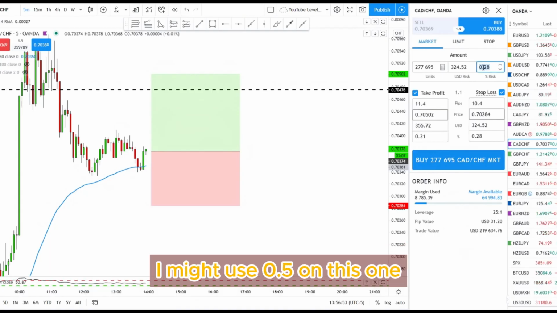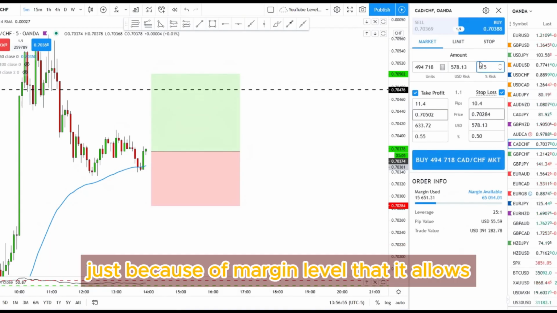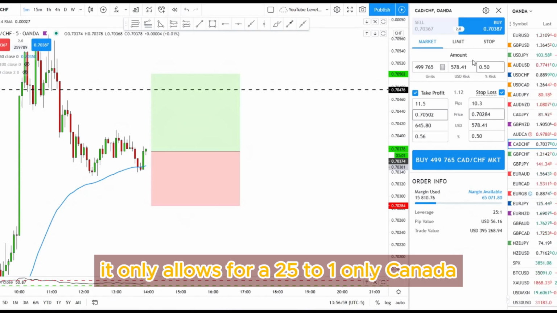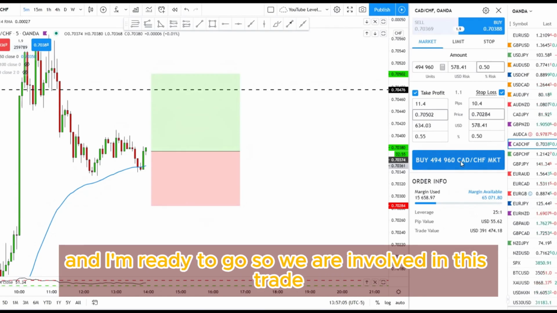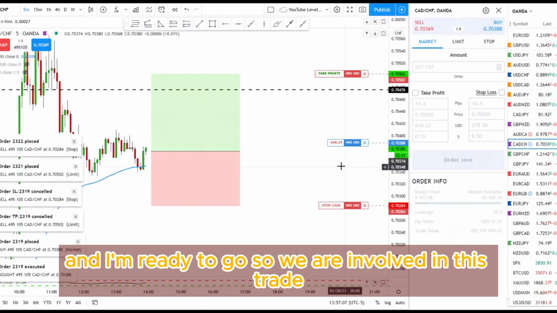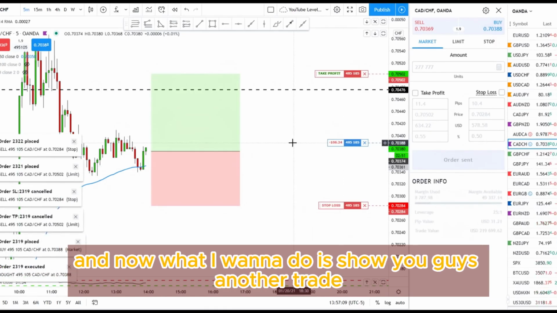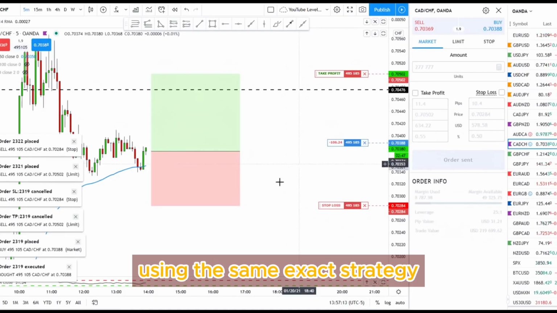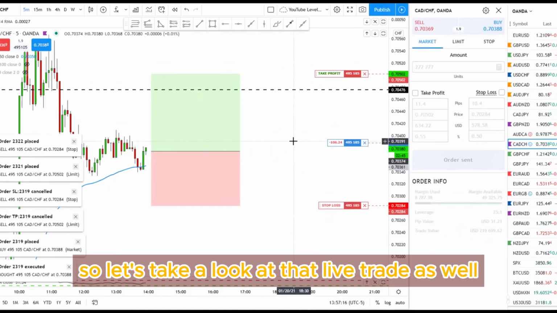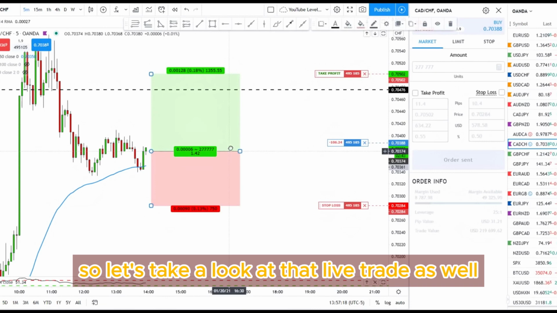Let's go ahead and risk, I might use 0.5 on this one just because of the margin level that it allows. It only allows for a 25-to-1 on the Canada Swiss for Oanda, so I'm going to use 0.5 so that I'm not super leveraged here, and I'm ready to go. So we are involved in this trade, and now what I want to do is show you guys another trade that's actually on my radar right now using the same exact strategy. So let's take a look at that live trade as well.